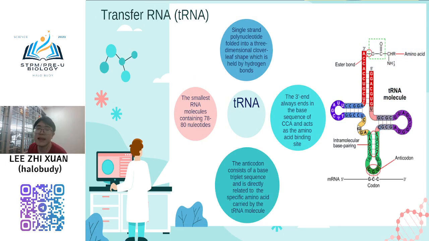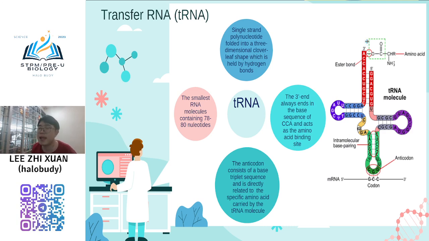And finally, tRNA, transfer RNA. The structure is totally different from the previous ones. The previous ones are just single stranded, just one line, one chain only. But you see the tRNA, the structure is like this. It has a loop structure and a 3D structure. It is single stranded, folded into a 3D clover leaf shape. This is the spatial shape of tRNA. We call it the clover leaf shape, held by hydrogen bonds.